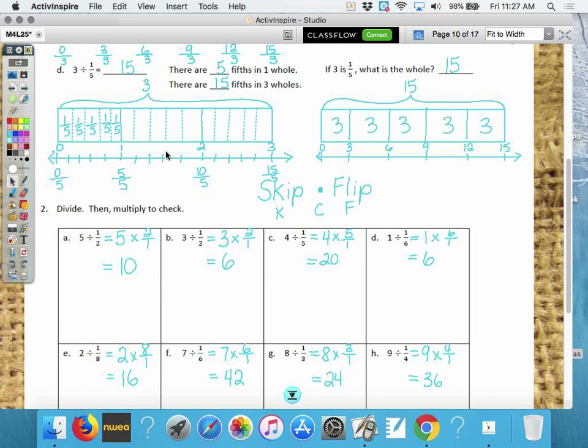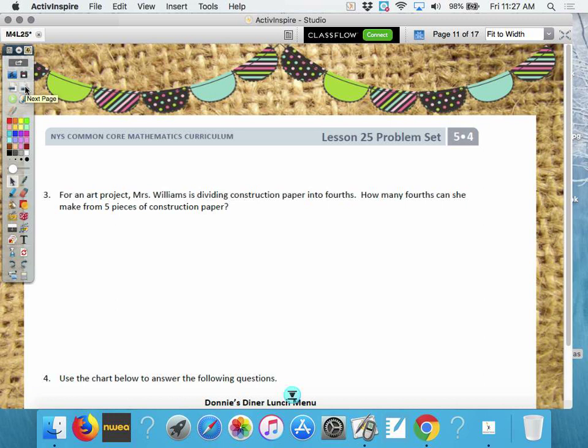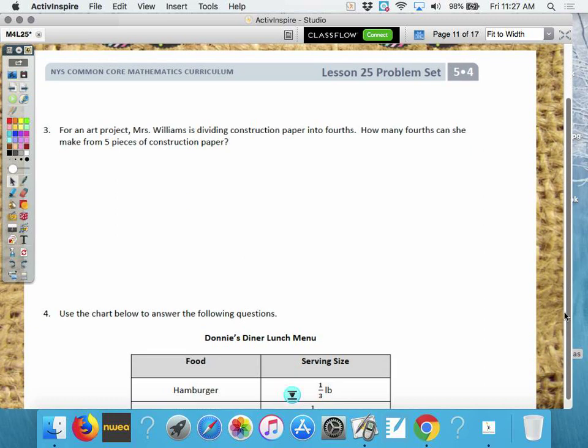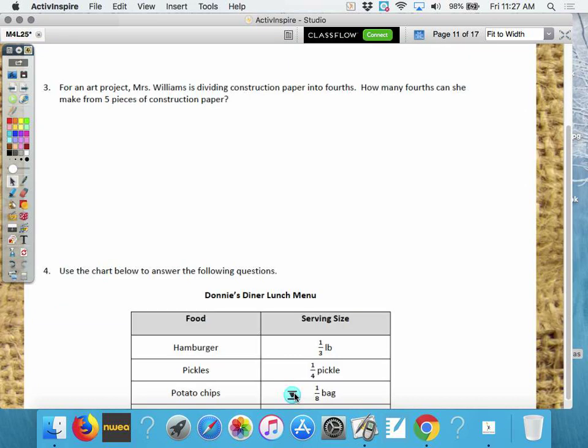All right, so let's do one more problem before the exit ticket. Because you've got a word problem on your exit ticket, and it's very similar to this one. On your exit ticket. Can we put a star beside it? Yeah, that's fine. It's the last problem we're going to do. So on the exit ticket, it's just ribbon instead of paper. Okay? So I'm going to read this. It says, for an art project, Mrs. Williams is dividing construction paper into fourths. How many fourths can she make from 5 pieces of construction paper?